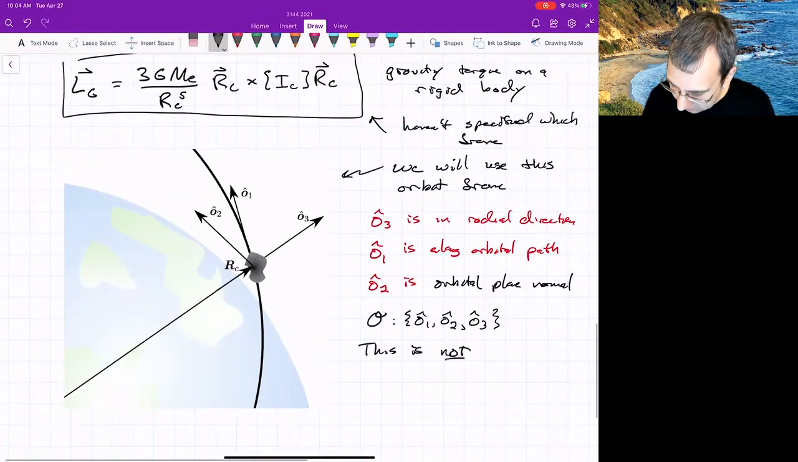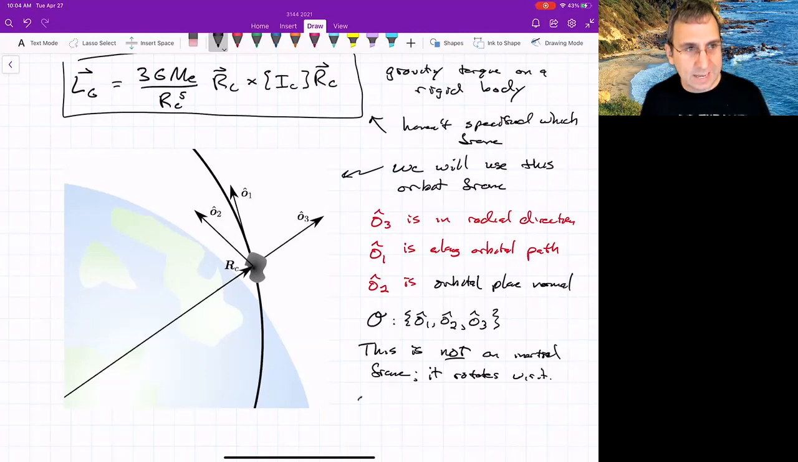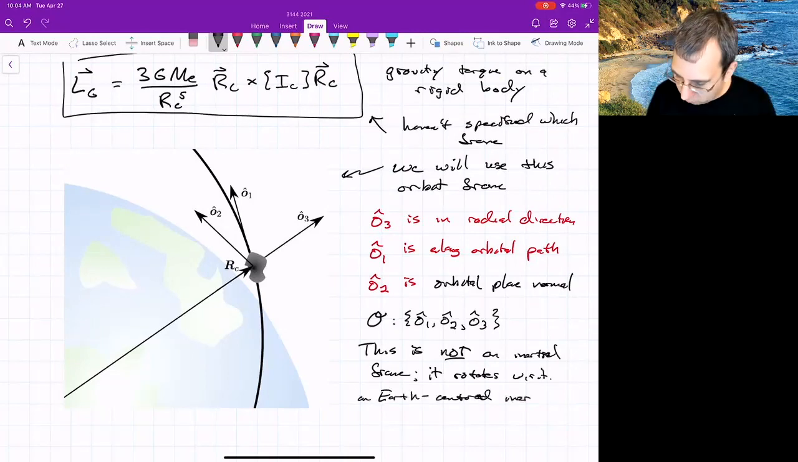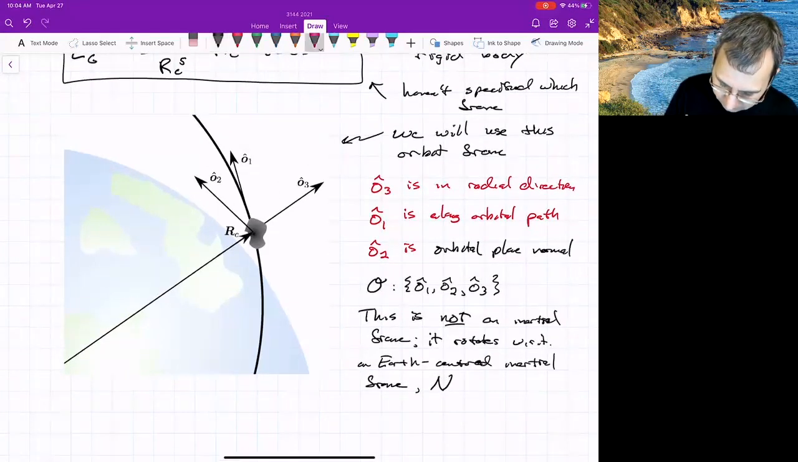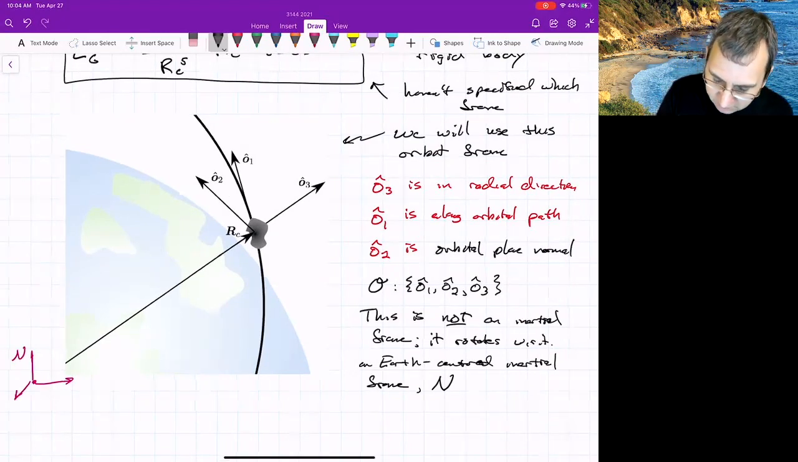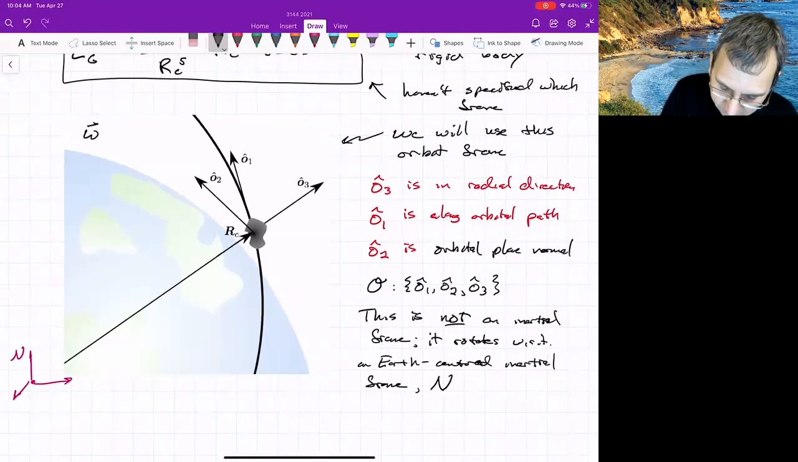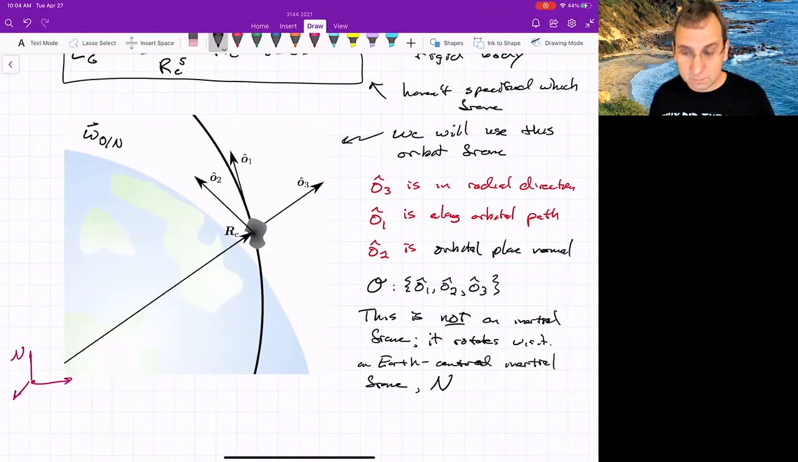So this is not an inertial frame. It rotates with respect to an Earth-centered inertial frame, and we don't need to specify if it's the Earth-centered ecliptic or Earth-centered equatorial. We'll call whatever that frame is N. So somewhere down here, there's an inertial frame, but it rotates with some omega O with respect to N. So it does rotate.